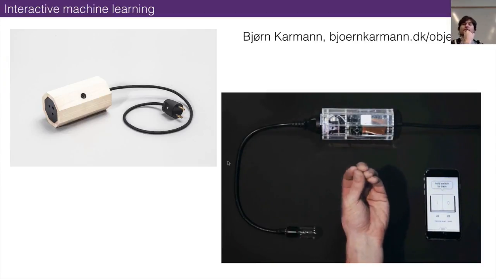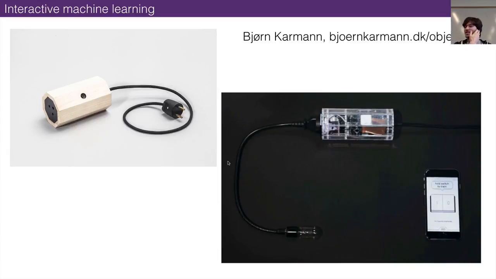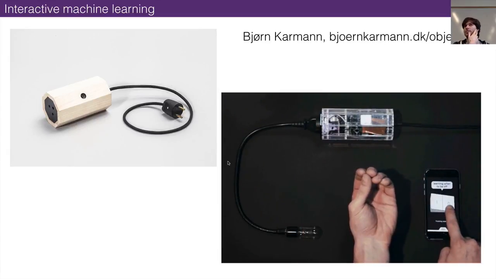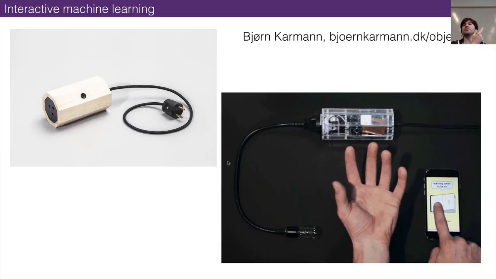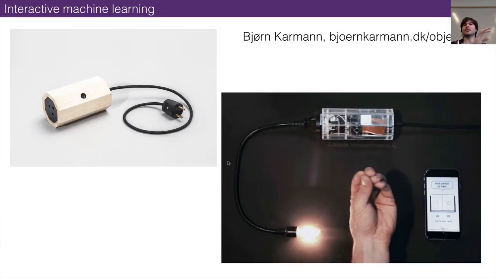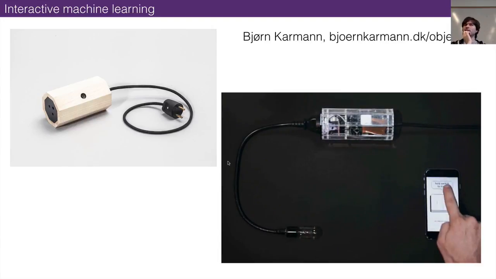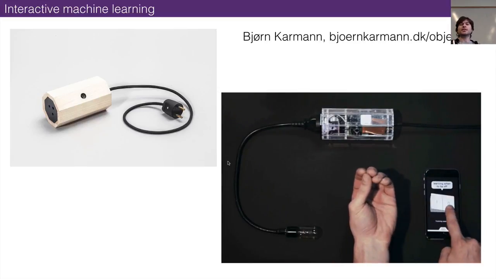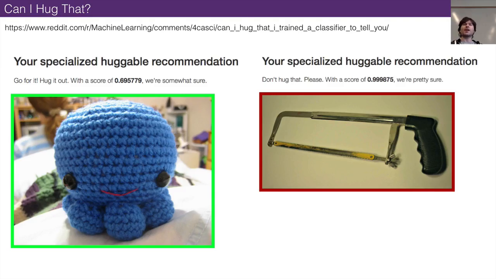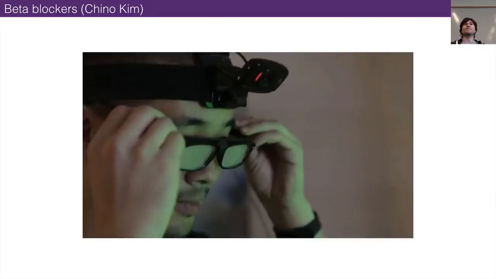Another cool thing, a former student of Andreas's did this at CID, where he hooked up the image classifier to a device that turns lights on or off. I think I showed this last week, right? You guys saw this, right? I think I showed this also, maybe not. Someone put this online, training a classifier to recognize if things are huggable. So stuffed animals and teddy bears are huggable and chainsaws are not.